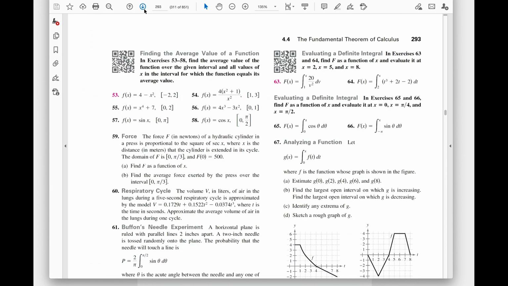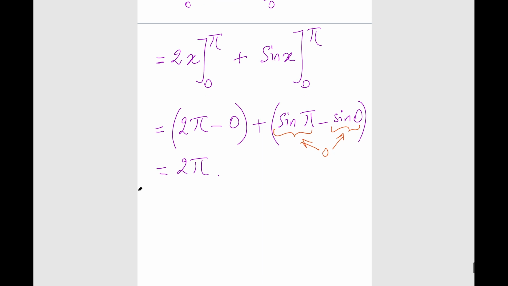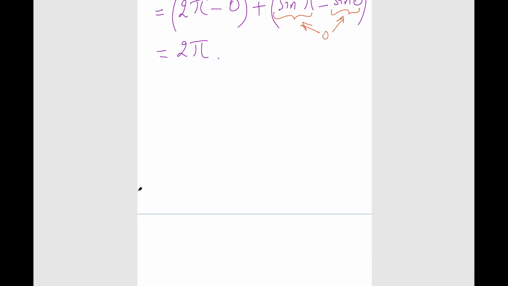Okay, let's go to the next page. How about we do one of these problems? Actually, how about 66? It's the same, but here it's trig. Let's do 66. What's the question here? Find f as a function of x and evaluate it at x equals 0, x equals pi over 4, and x equals pi over 2. So let's find it first and then evaluate it. I have f of x equals the integral from minus pi to x of sine theta d theta, right? So that's number 66.